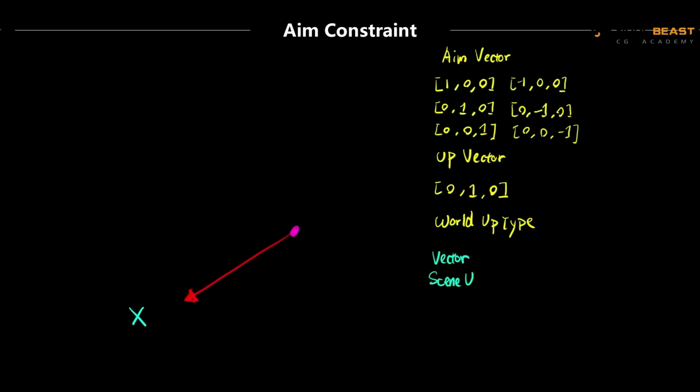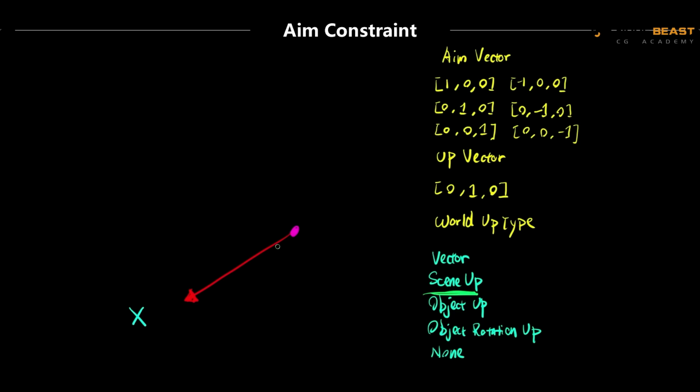Things like vector, scene up, object up, object rotation up, and none. Each one corresponds to a different method. Let's briefly explain them. First, let's talk about the simplest one, scene up. So we know that in our 3D world scene, what is the up direction? It's just our world y-axis direction.